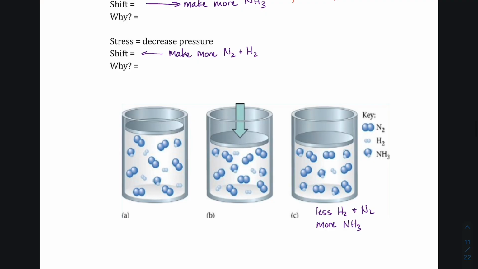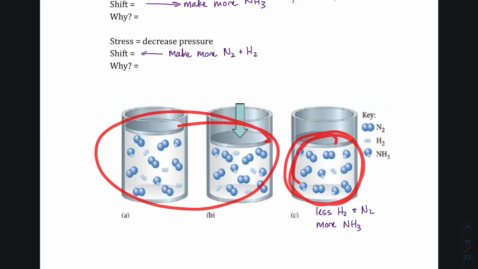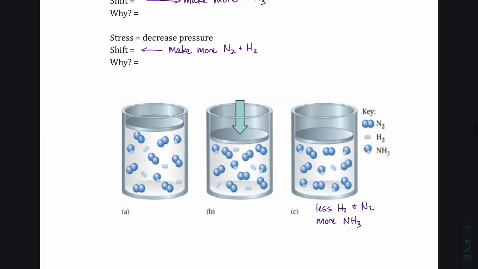You might see a problem like this on the AP. This is not asking you to quantitatively figure out the numbers. It's asking you to just draw fewer nitrogen molecules here than you have here. How many fewer does not matter, just a smaller number than 6.